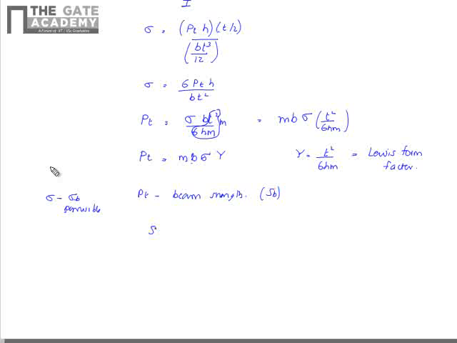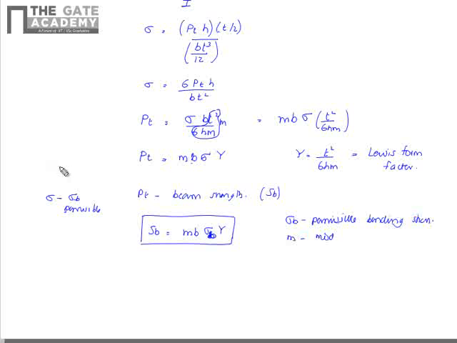So we can write SB equals m b sigma Y. I'll write it as sigma b, where sigma b is the permissible bending stress, m is the module, b is the width of the gear tooth, and Y is the Lewis form factor.